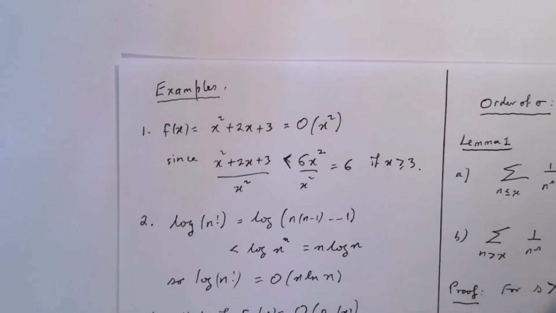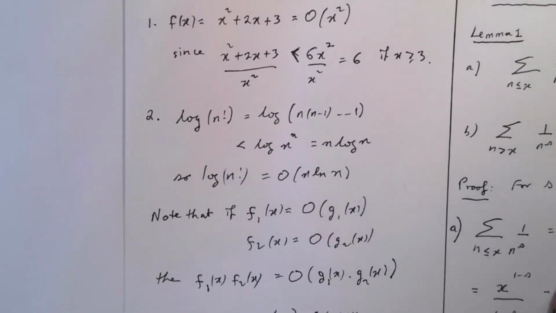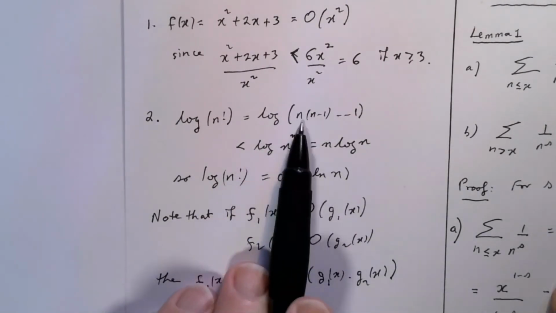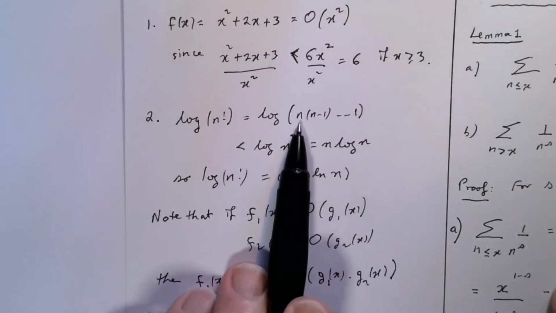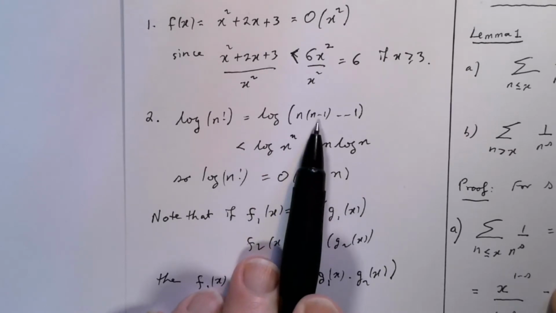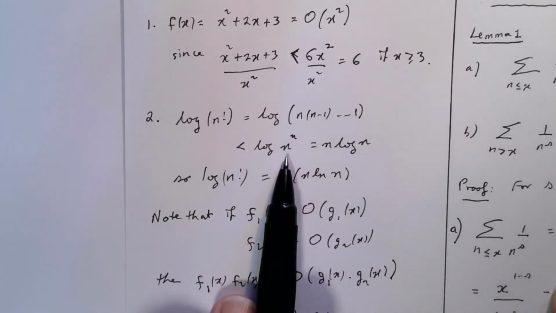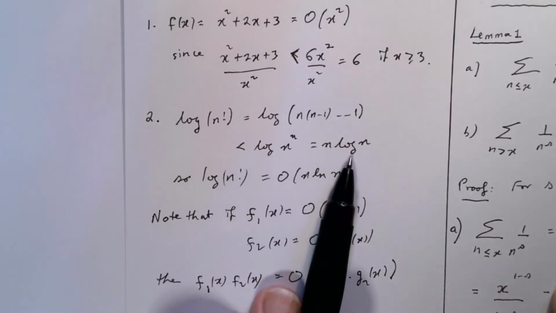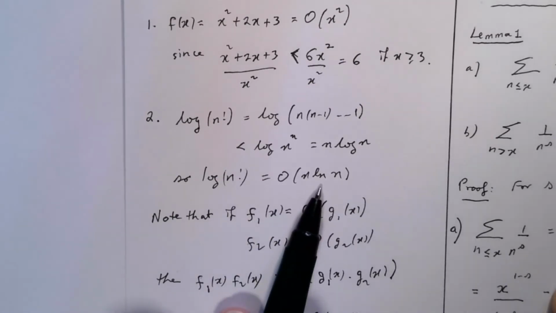If we take something like the log of n factorial, what's that big O of? Well, log of n factorial is just this, and we can say this is less than log of n to the n. I can pull the n down the front using the log laws, and then I can say log of n factorial is big O n log n.